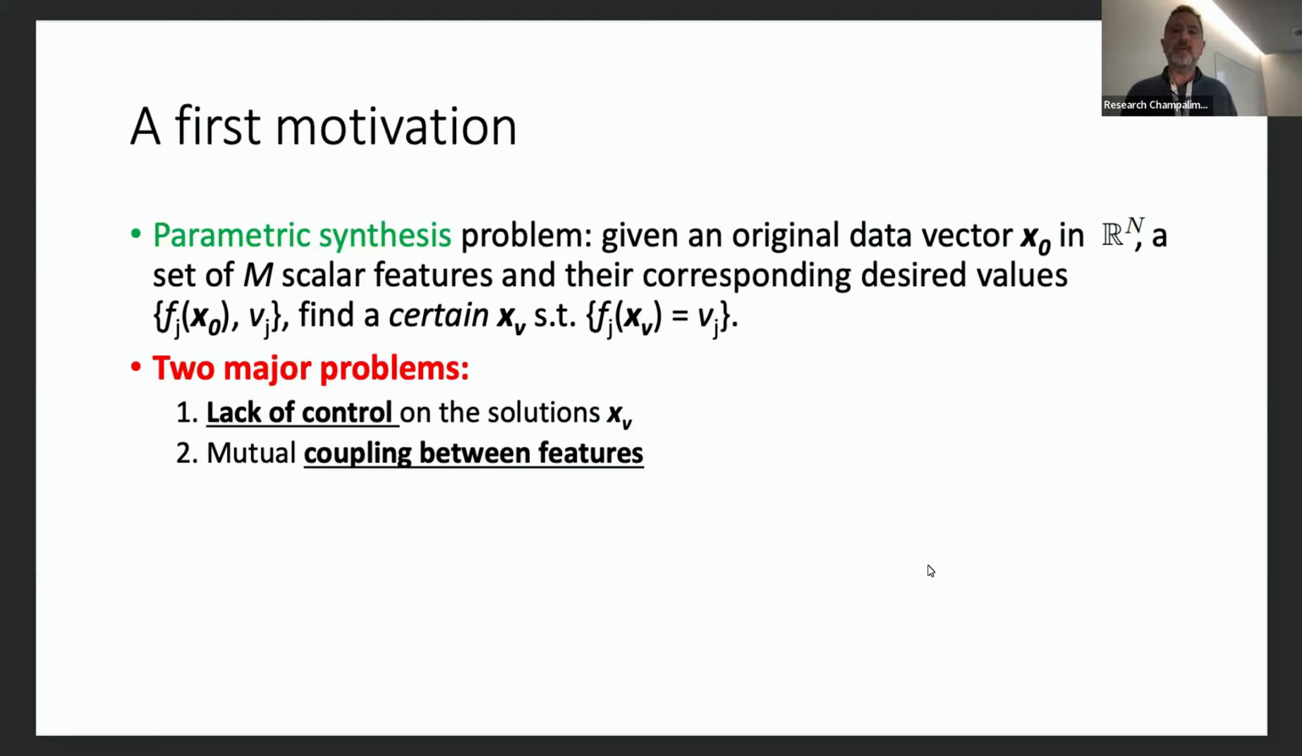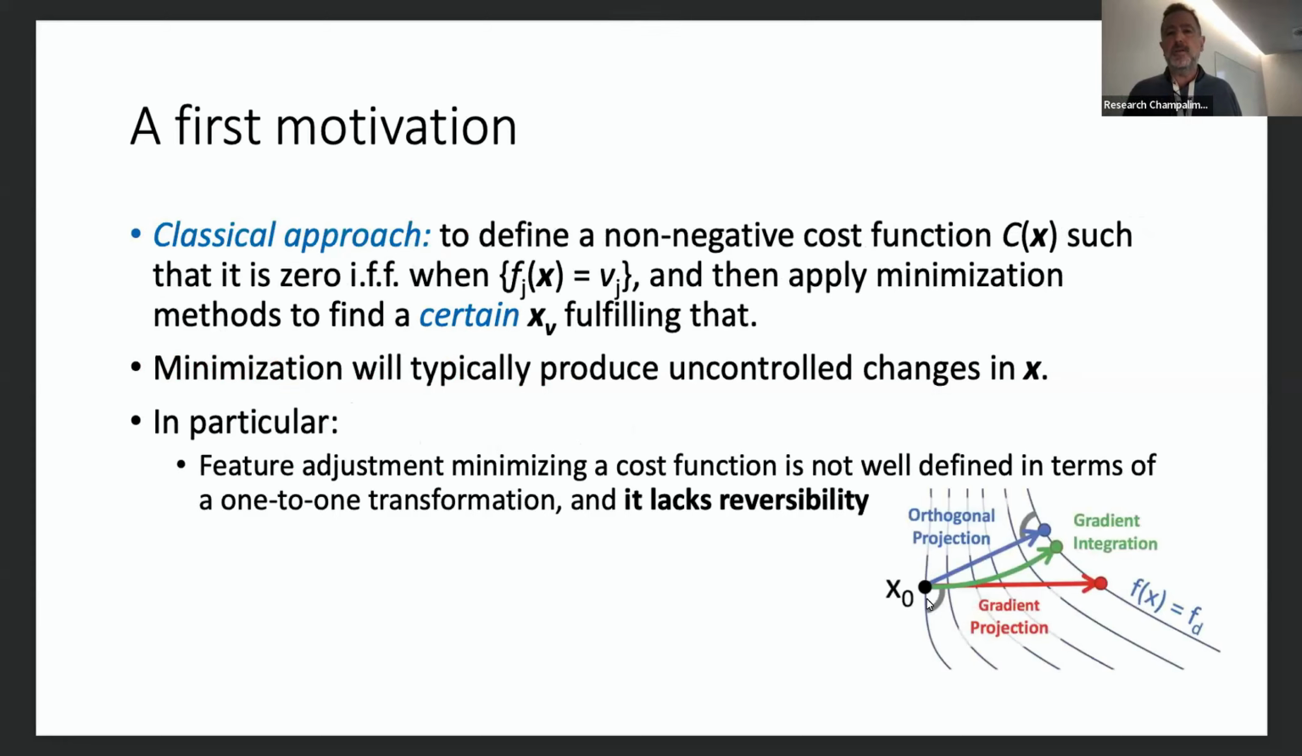So in practice, what we did was some gradient projection, moving along the gradient until we imposed one of these features. But then when imposing one feature, we spoil the other ones a little bit because they were not independent.